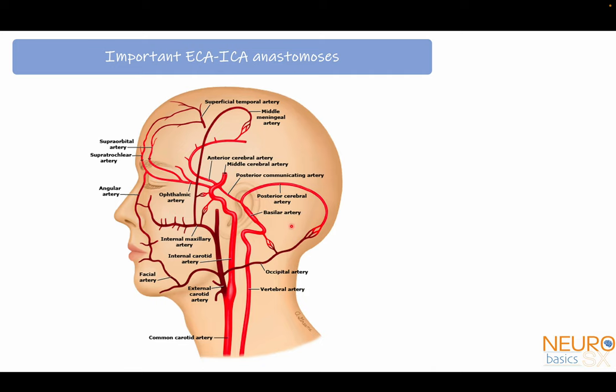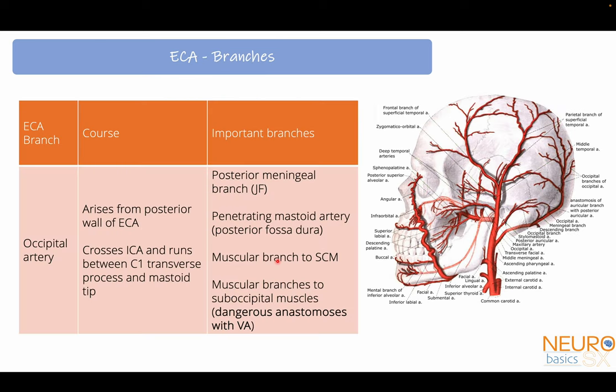You can also have anastomosis between the posterior circulation, that's the vertebral, the basilar and the PCA vessels, and the occipital artery. All these anastomoses can be important, especially when you're trying to embolize some of these vessels, and you might end up embolizing intracranial vessels. They're also important as sources of transfer of thrombi and infections. So that is about the anterior branches of the external carotid artery.